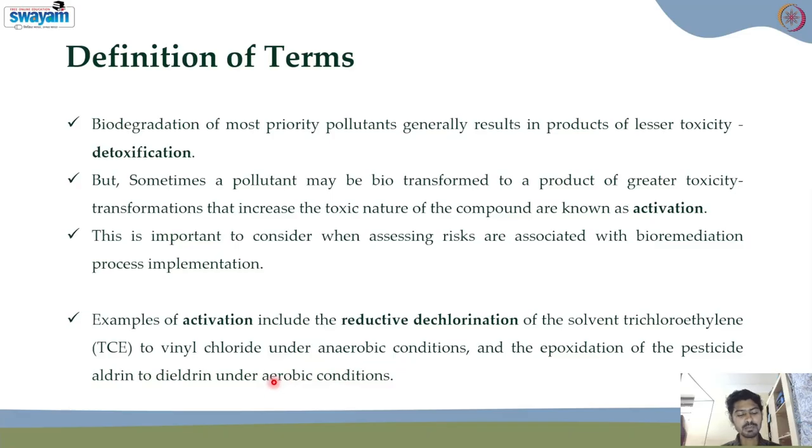In this case, what happens? The compound is transformed into another compound by merging two aldrin groups, becoming a dieldrin, which increases the toxic behavior of the particular compound. So these are some of the examples of biodegradation. Sometimes it can help in degrading the complex, but sometimes it can also increase the toxicity. So that is why, before selecting any bioremediation technique, you have to see the risk assessment also.